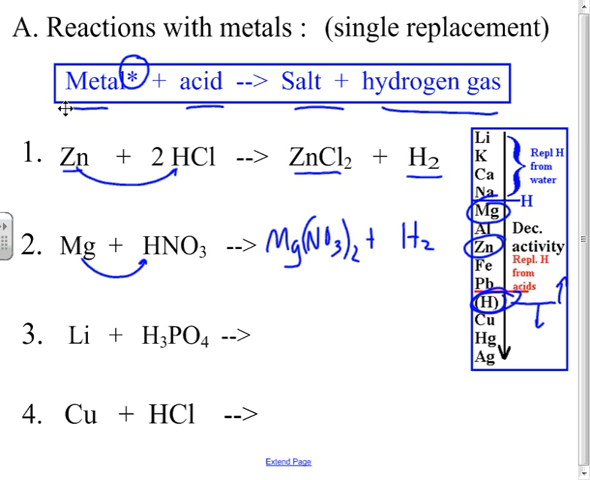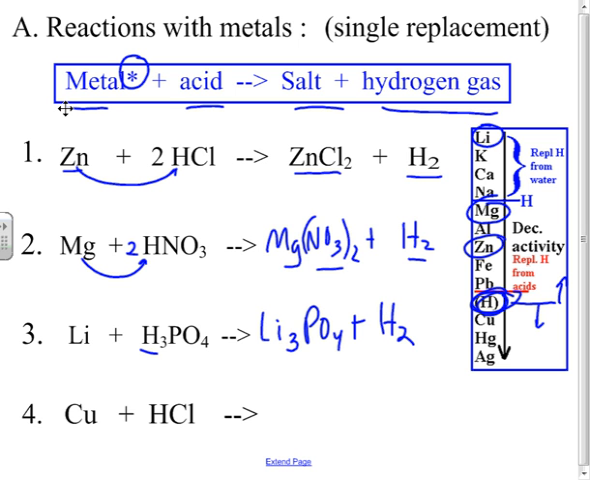This one, to balance, I have two hydrogens, two nitrates, so I need to put a 2 there to balance that reaction. Lithium is higher than the hydrogen in phosphoric acid, so it will replace the hydrogen in phosphoric acid to form lithium phosphate and hydrogen gas.